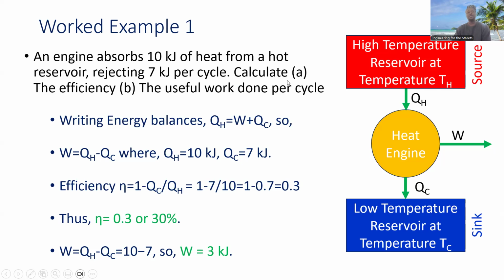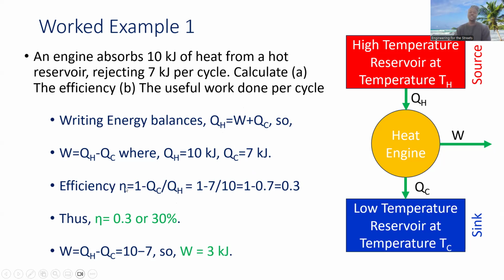And by the first law of thermodynamics, all the energy coming in, QH, equals all the energy going out, W plus QC. So if you change the subject of the formula, you see that W, when QC goes this way, becomes QH minus QC. So W equals QH minus QC. And so if QH is 10 and QC is 7, then W will simply be 10 minus 7. That's 3 kilojoules. That's the second one.